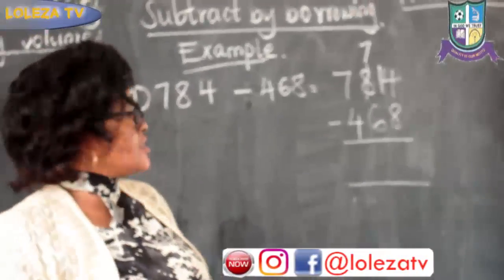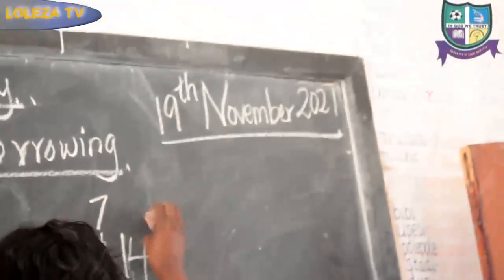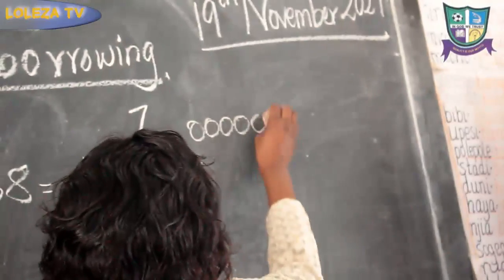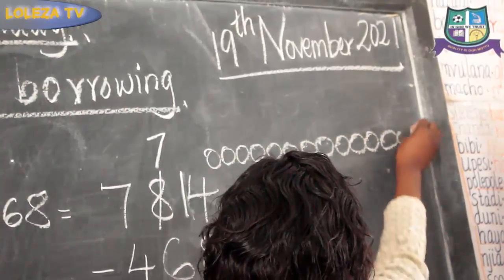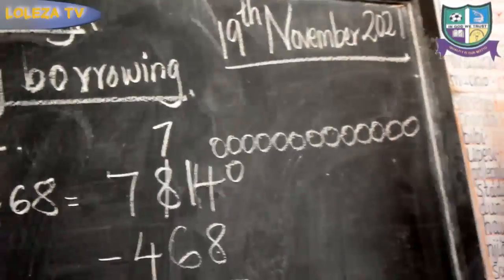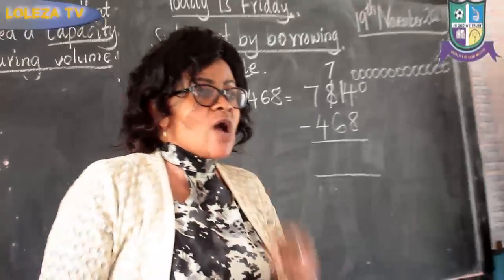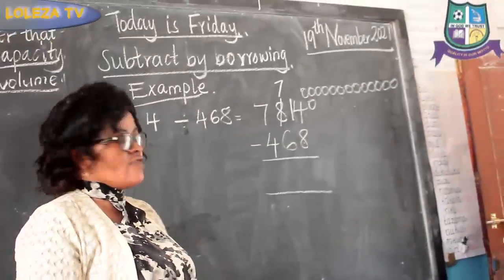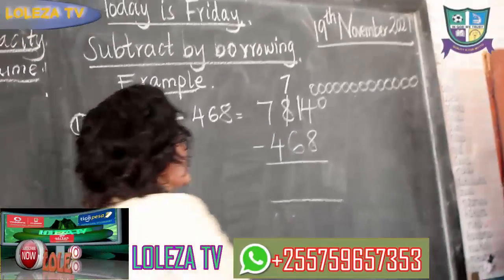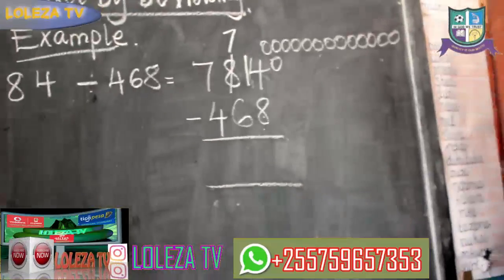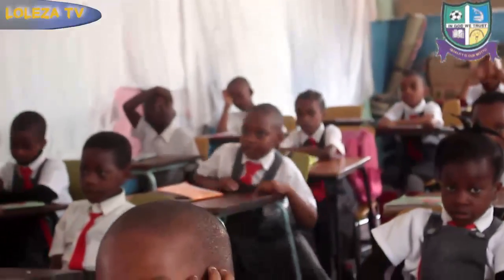14 minus 8. I am going to draw 14 balls. Let us draw together. 1, 2, 3, 4, 5, 6, 7, 8, 9, 10, 11, 12, 13, 14. So we have 14 balls. Make sure the balls are 14. Recount them to assure yourself that the balls you have drawn are 14. Then after that, we are going to cut how many balls? Yes, Priska? 8 balls.